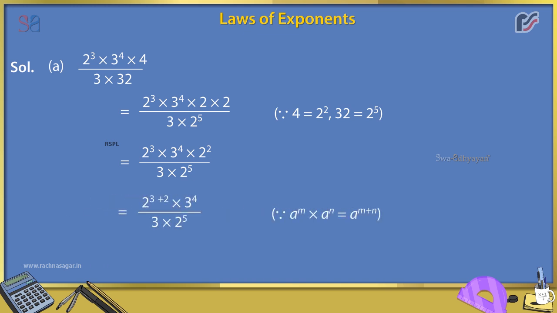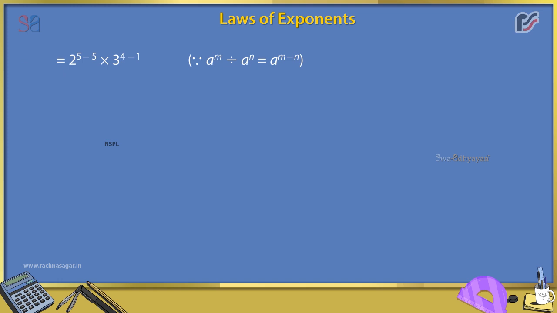Which is equal to 2 raised to the power 3 plus 2 into 3 raised to the power 4 by 3 into 2 raised to the power 5, because a raised to the power m into a raised to the power n is equal to a raised to the power m plus n, which is equal to 2 raised to the power 5 into 3 raised to the power 4 by 3 into 2 raised to the power 5, which is equal to 2 raised to the power 5 minus 5 into 3 raised to the power 4 minus 1, because a raised to the power m divided by a raised to the power n is equal to a raised to the power m minus n.